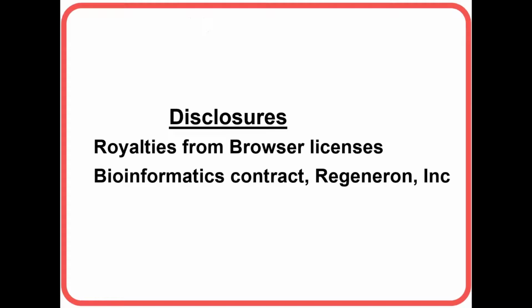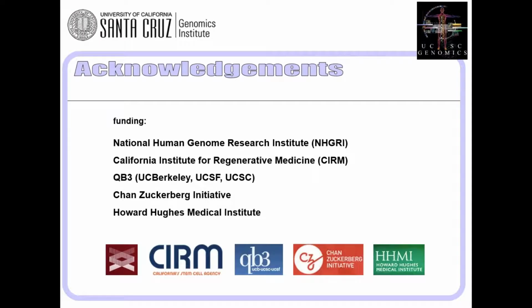We have some disclosures. We get royalties from sale of browser licenses, and we have a contract with a company for which we build some software and some data sets, most of which wind up in the browser anyway. I want to start with acknowledgements, because I'm going to be moving away from slides into a live demo pretty quickly, and then I usually forget to go back to the acknowledgements. Most of our funding comes from the US NIH, National Human Genome Research Institute, and we have some funding from some of these other places as well.